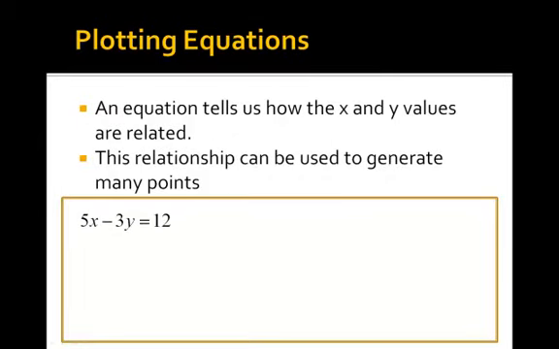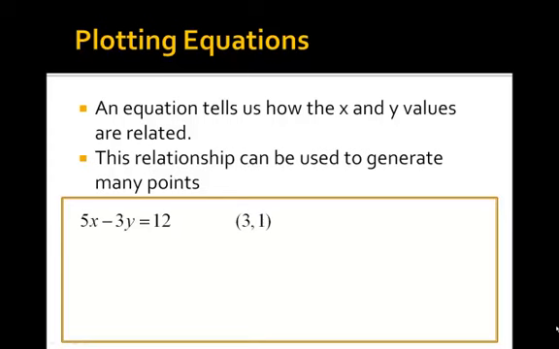Now, an equation basically tells us how the x and the y values are related. So when I see something like 5x minus 3y equals 12, I can think of it as a relationship between x and y. What we basically want to do with this equation is have it generate a few different points for us. But one thing you might have in your mind is, well, how do you know the point really did come from that equation in the first place? Well, fortunately, we can always check just by plugging it in.